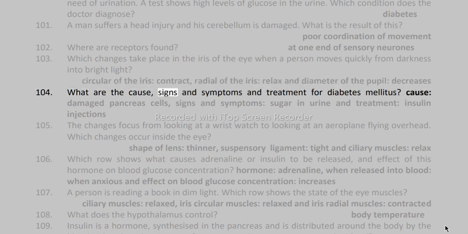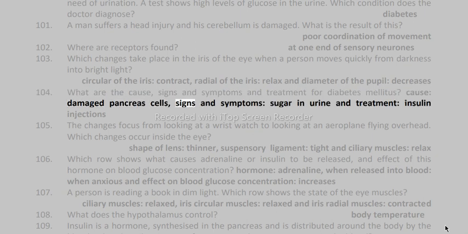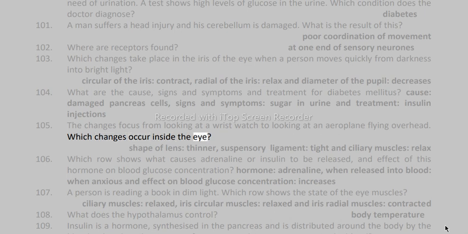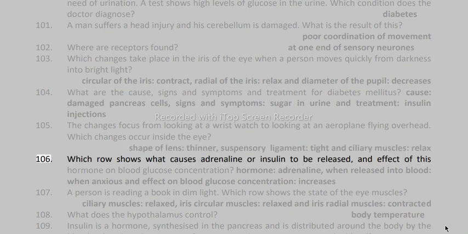104. What are the cause, signs, symptoms and treatment for diabetes mellitus? Cause: damaged pancreas cells. Signs and symptoms: sugar in urine. Treatment: insulin injections. 105. The eye changes focus from looking at a wristwatch to looking at an aeroplane flying overhead. Which changes occur inside the eye? Shape of lens, thinner; suspensory ligament, tight; and ciliary muscles, relax.